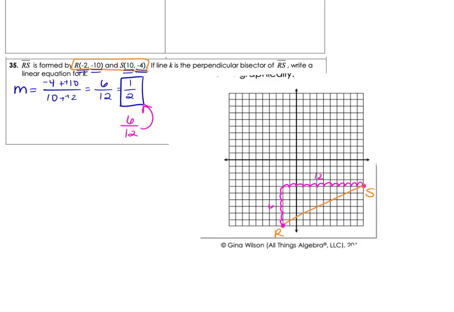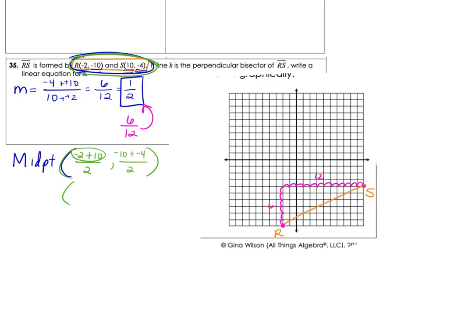Now we have to bisect it, which means you can either use the midpoint formula, which I'm going to show you here, or I'm going to show you the other way you could do it as well. Midpoint formula says you take the 2 points that you have, R and S, and you go x1 plus x2 over 2, always over 2, and then y1 plus y2, again over 2.